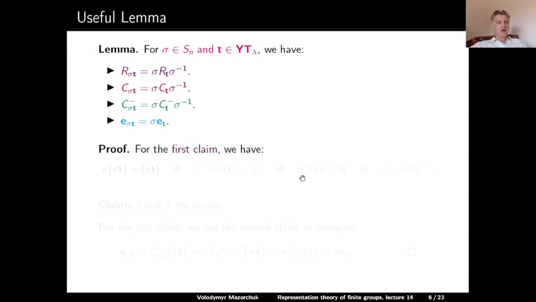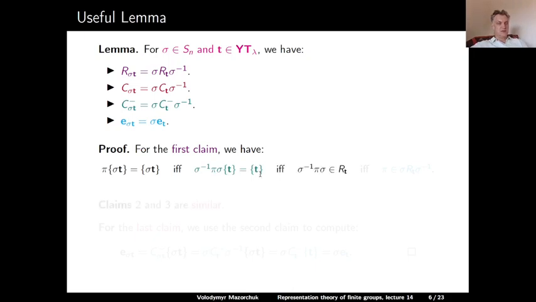Proof. For the first claim, we use the following computation. So P belongs to the row stabilizer of sigma T if and only if P applied to the tabloid of sigma T is equal to the tabloid of sigma T. We can rewrite this by moving sigma from the right-hand side out and then multiplying it with sigma inverse, as sigma inverse P sigma applied to the tabloid of T is equal to the tabloid of T.